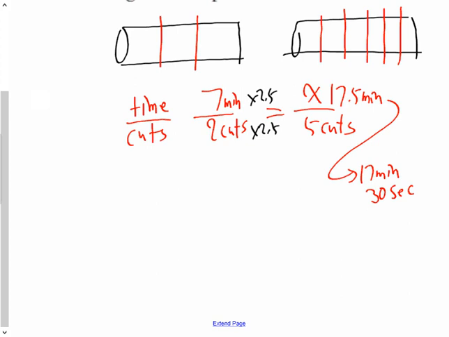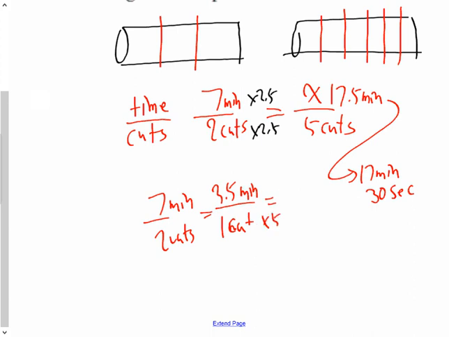Okay? Another way you could have done that is if it takes 7 minutes to do 2 cuts, how many minutes does it take to make 1 cut? The answer would be 3.5 minutes. And therefore, to make 5 cuts, you would multiply it by 5, and you would get 17.5 minutes for 5 cuts. This is called the unit rate method. Break it down to a unit rate, or per 1 unit, or 1 cut, excuse me.